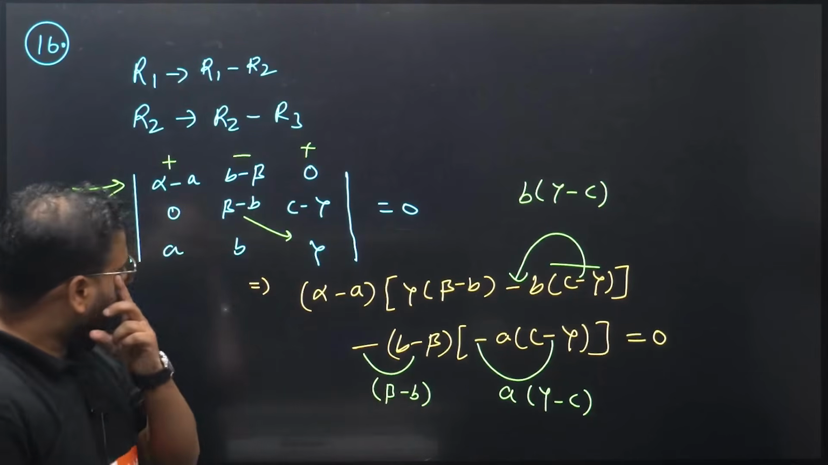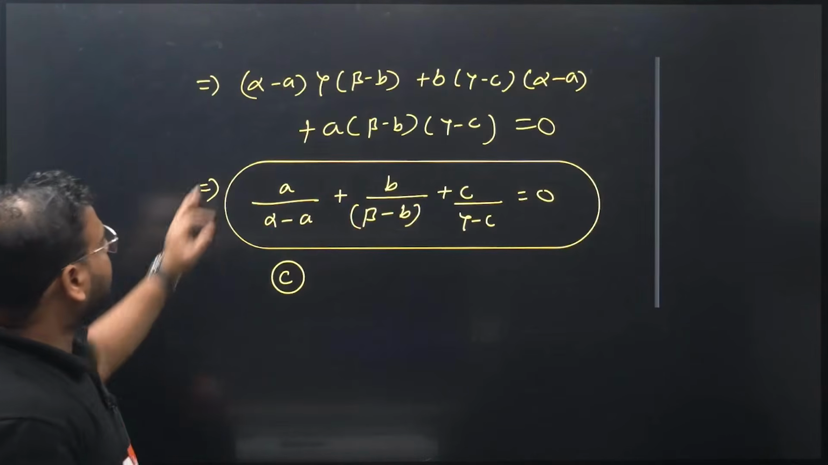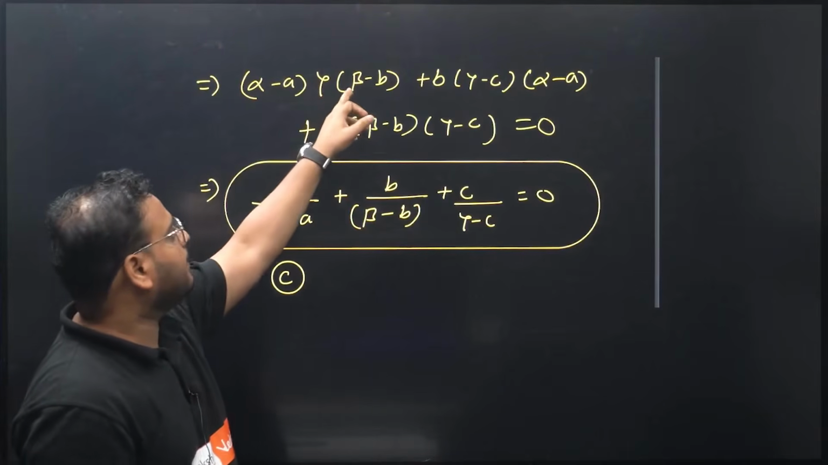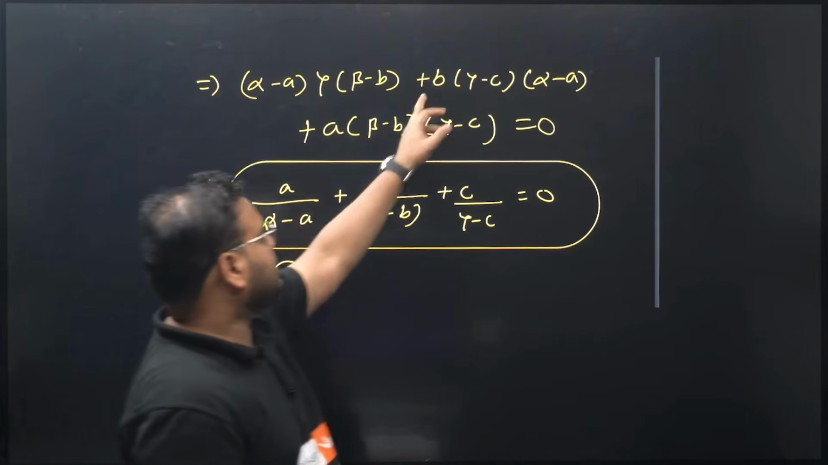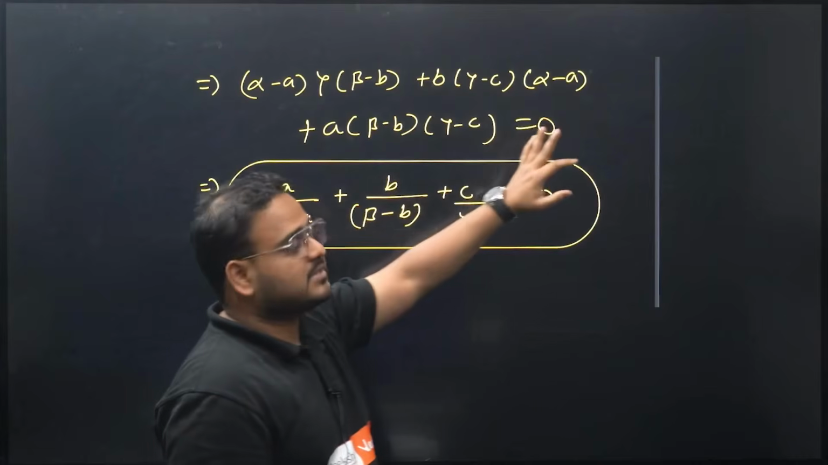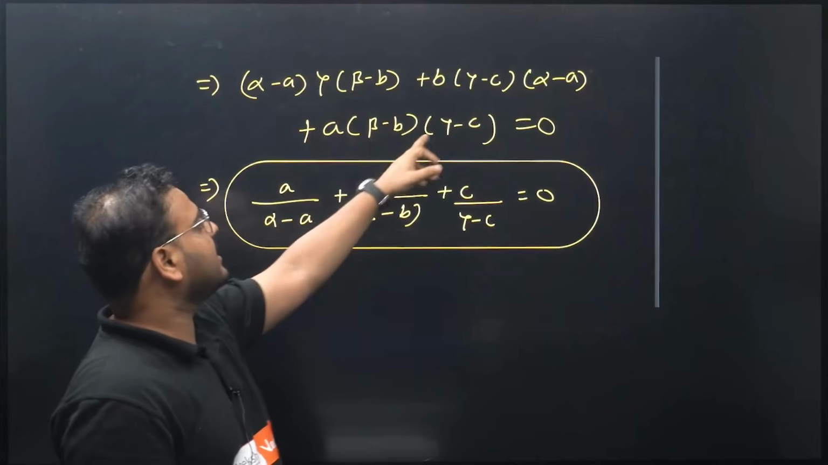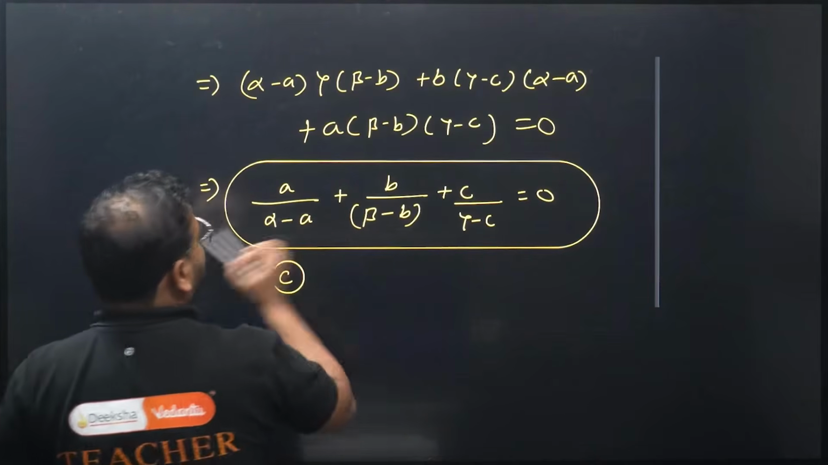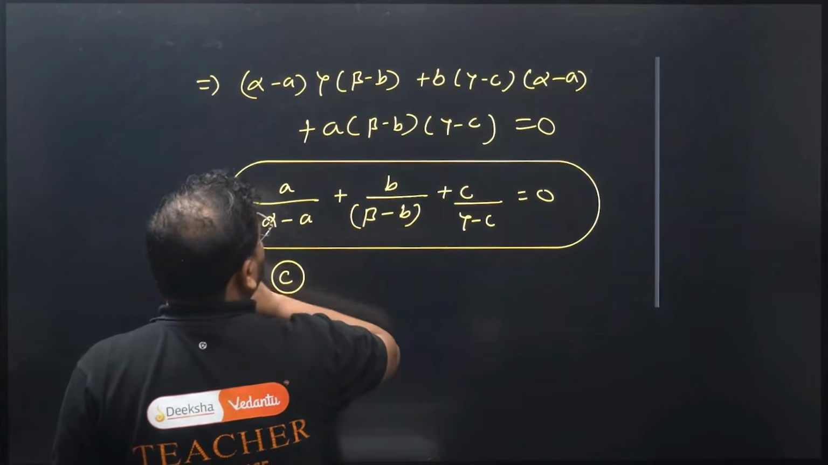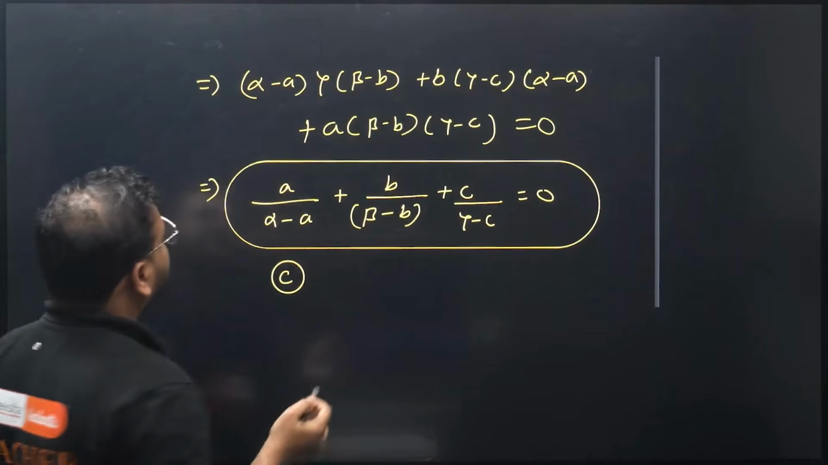Now your next step will be what? Alpha minus A times gamma, beta minus B expansion, B times of gamma minus C, alpha minus A, that's it, plus the last term alpha A, beta minus B and gamma minus C. Please check. So you have here A, B and C.